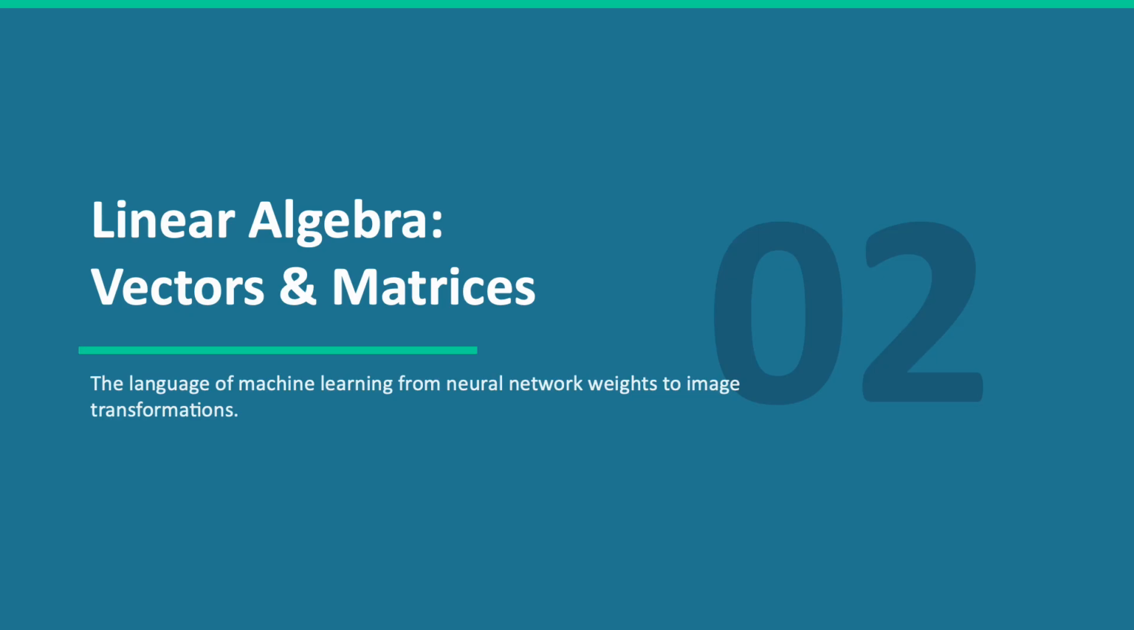Okay, now we move into linear algebra, which is the mathematics of directions, distances, and transformations. If set theory tells us what group something belongs to, linear algebra tells us exactly where something sits in space and how to move it around.